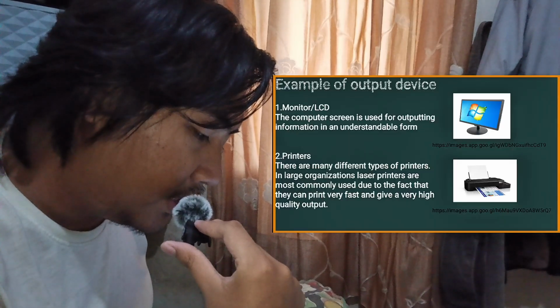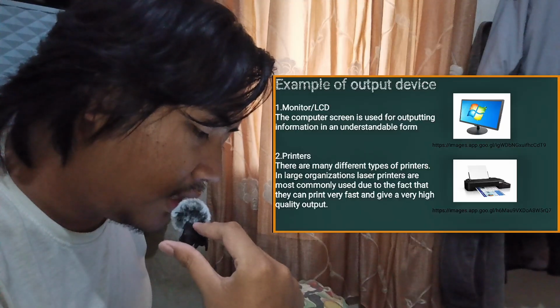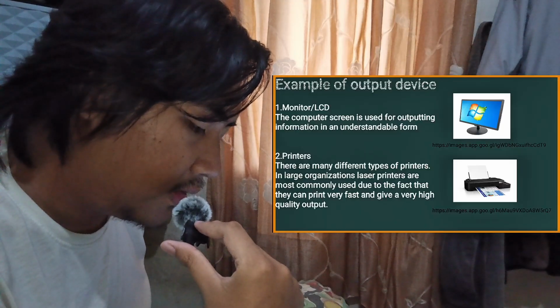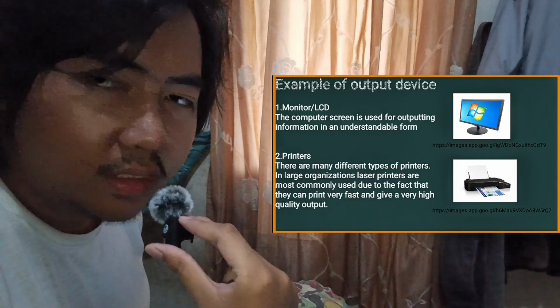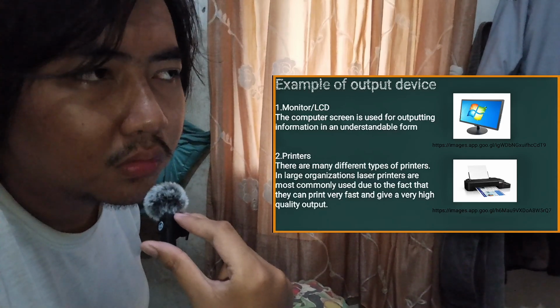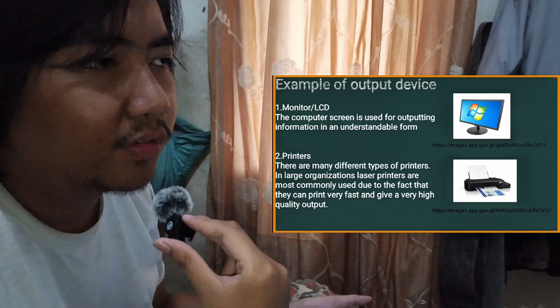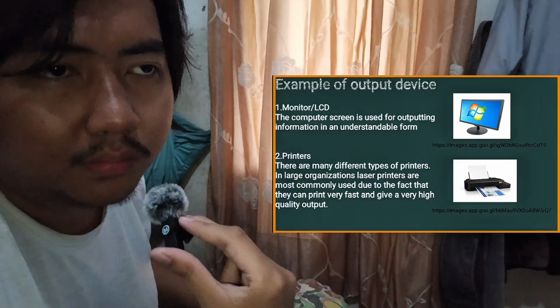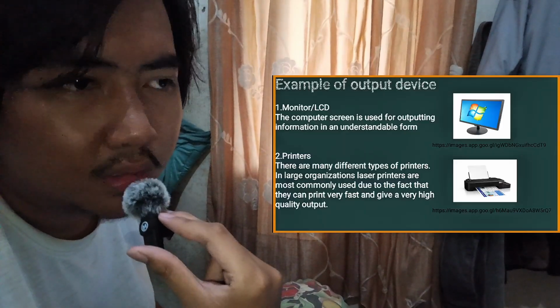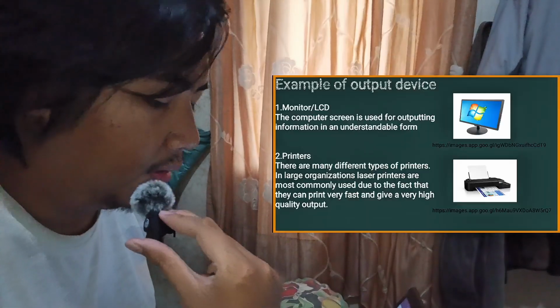Printers are most commonly used because they can print very fast and give very high quality output. So a printer is used to give output of information that you want to print out on paper. Yes, with the paper. Okay.